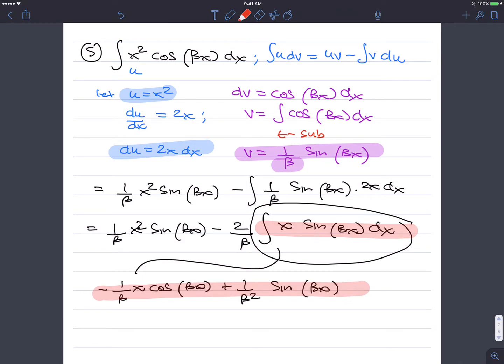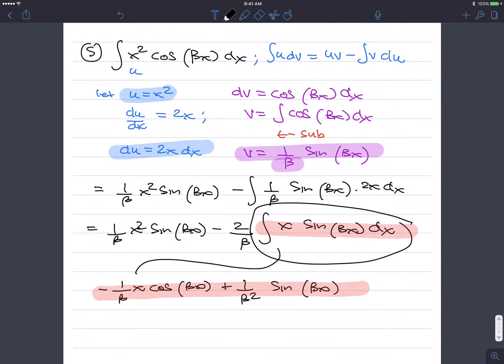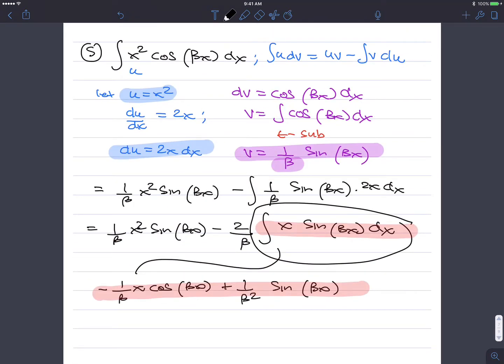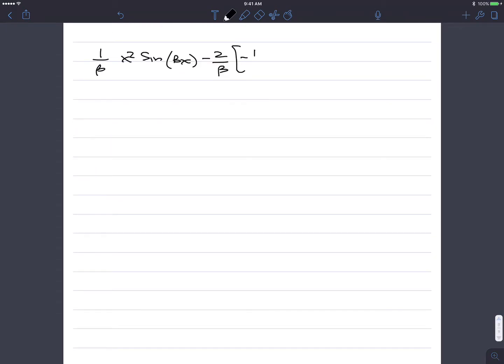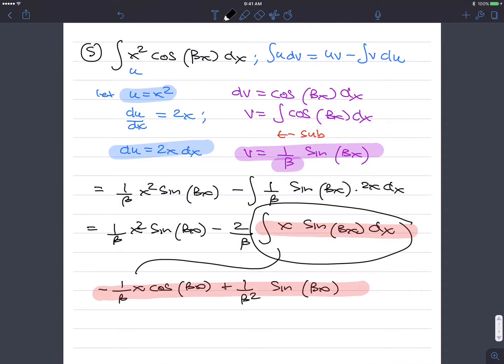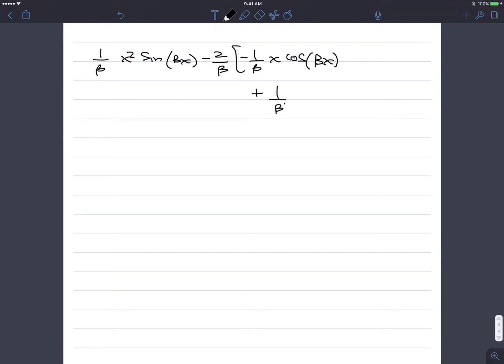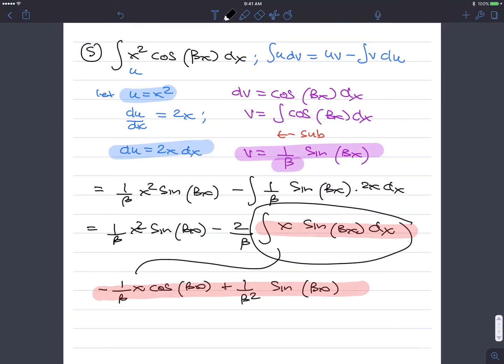Let's put this answer all together. So we got 1 over beta x squared sine beta x. And then I got this multiple of minus 2 over beta. Let's see what this is multiplied to. Minus 1 over beta x cosine beta x plus 1 over beta squared sine beta x. Let's double check if we're right. It looks like we're okay.